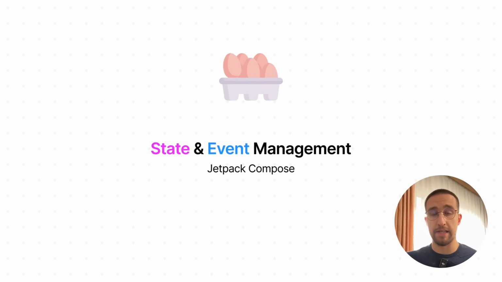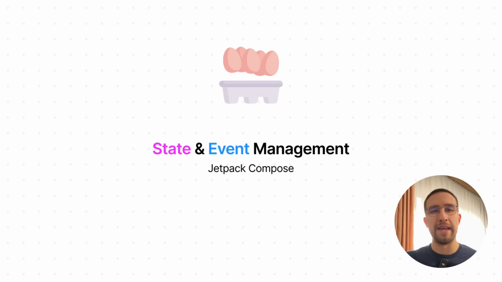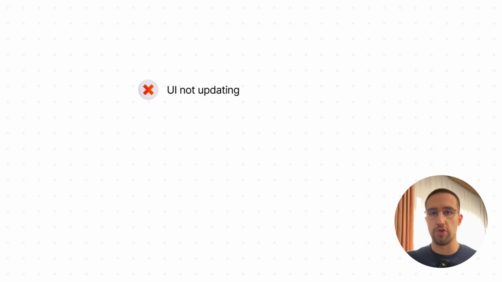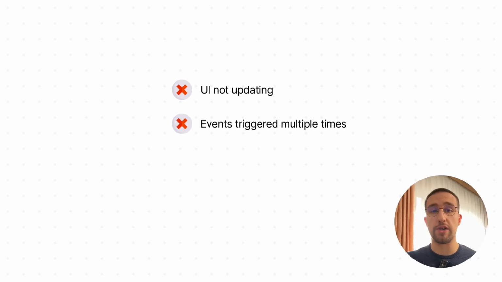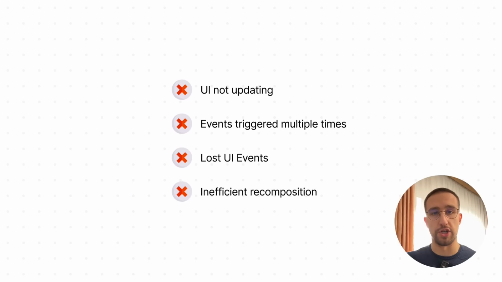Managing states and events in Jetpack Compose can be challenging, especially if you have multiple different states and events to handle in a single screen. If not managed properly, you could run into issues like UI not updating correctly, events being triggered multiple times, lost UI events after a configuration change, and inefficient recomposition that might affect the overall performance.